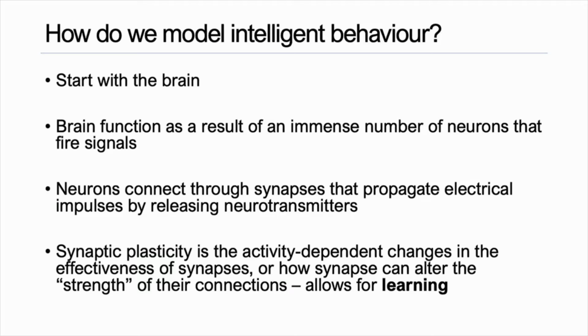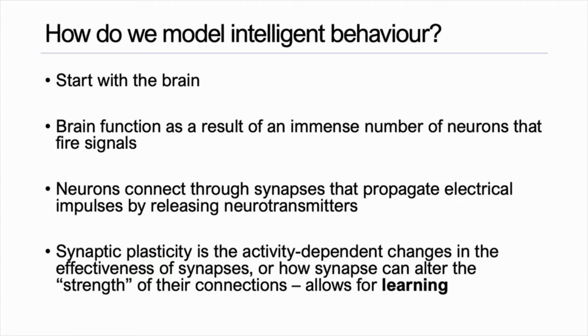So to model intelligent behavior, researchers went and started looking at the architecture of the brain. And the brain functions as a result of an immense number of neurons that fire action potentials or signals. And the neurons connect through synapses that propagate electrical impulses by releasing neurotransmitters. And synaptic plasticity is the activity-dependent change in the effectiveness of synapses, or this is how we essentially learn, right?